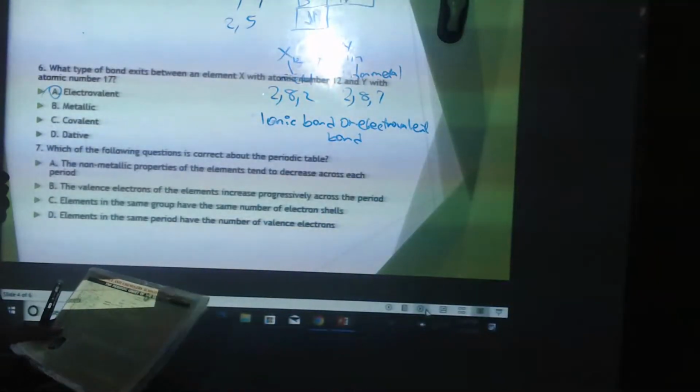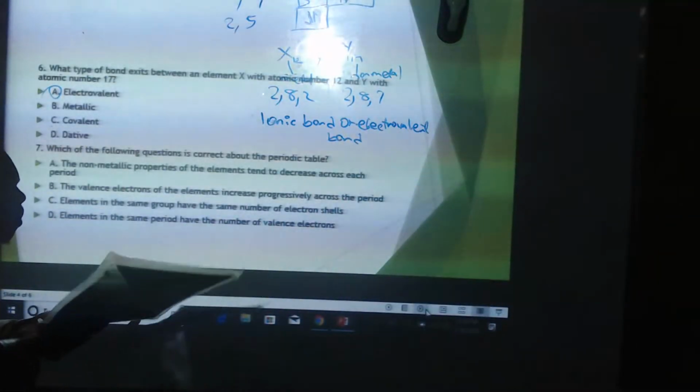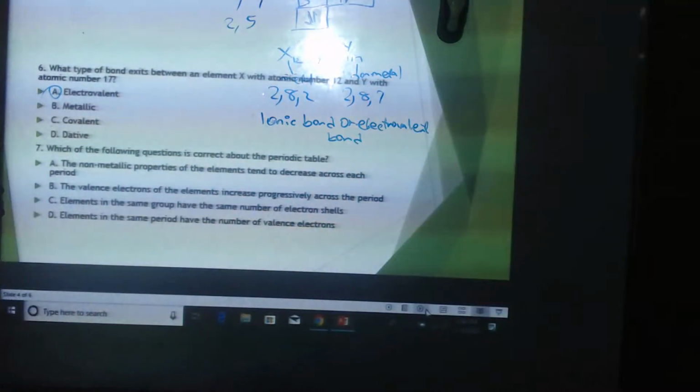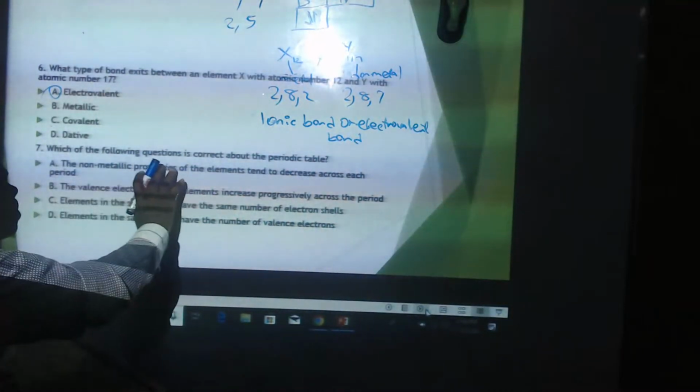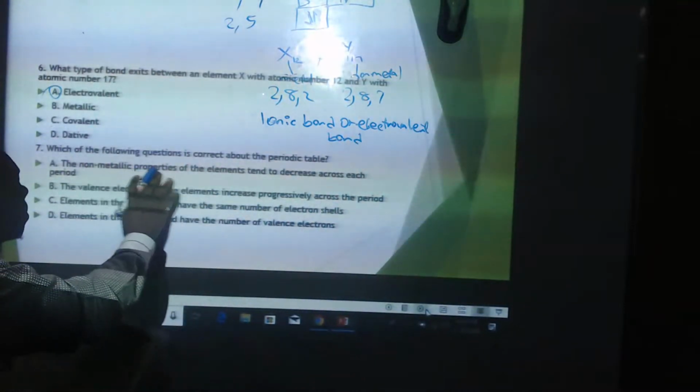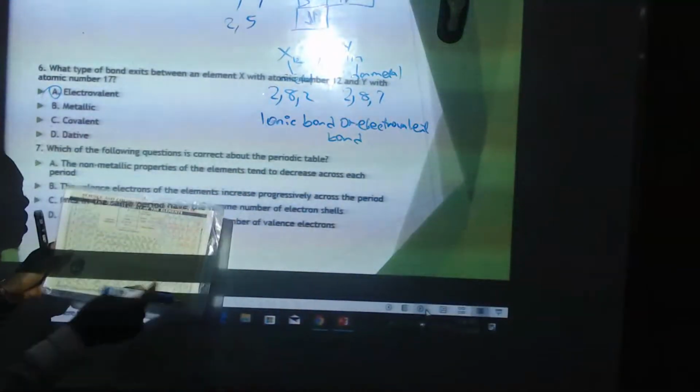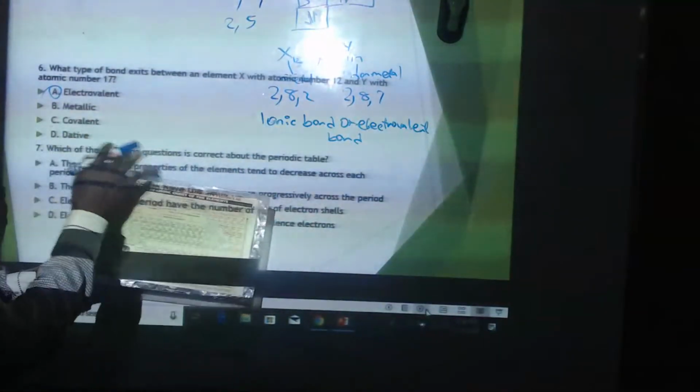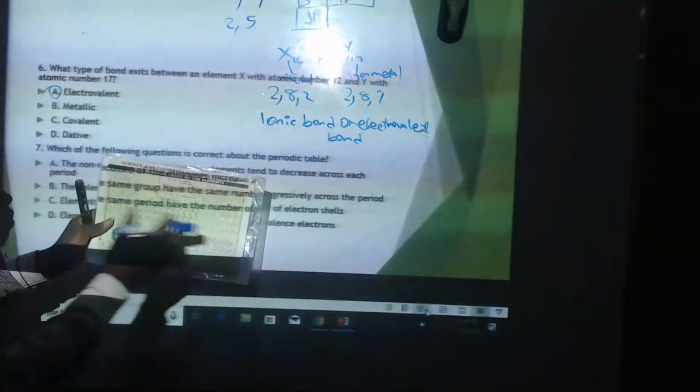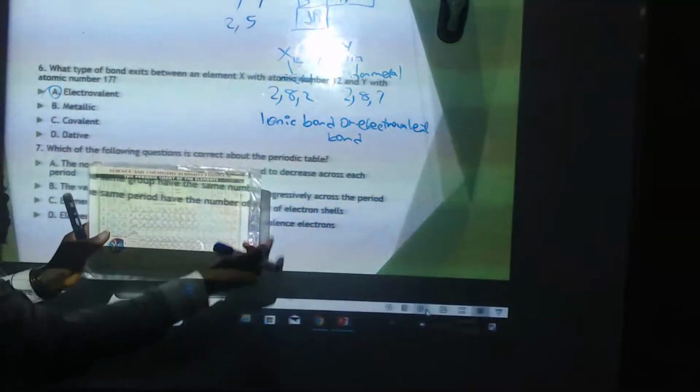Metallic properties of the element tend to increase across each period. Really, which of the following statements is correct about the periodic table? The non-metallic properties of the element tend to increase across each period. So they are telling us that the non-metallic properties, starting from this place, increase here. The valence electrons and the atomic number increase progressively across the period, and that's very true. They increase across the period.